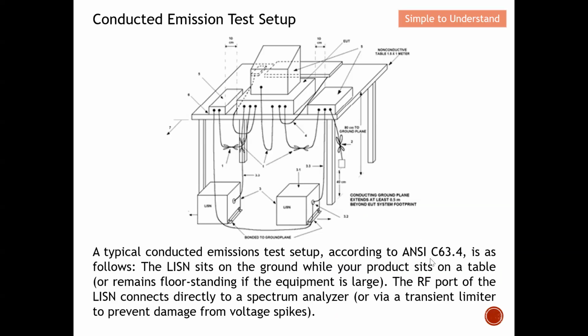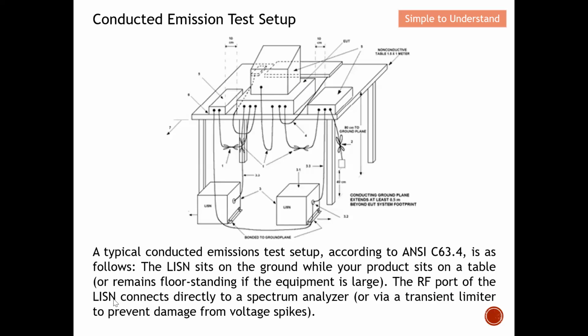So next, this diagram shows a typical conductor emission test setup, according to the ANSI C63.4 standard. I want to quickly mention this because I realized that I have not mentioned it in my earlier discussion. The LISN can sit on the ground, while your product can sit on a table. This is a non-conductive table, and your DUT can be on the table. But if your DUT is too huge or too heavy, then it can remain floor standing, which means that you can also put your DUT on the floor.